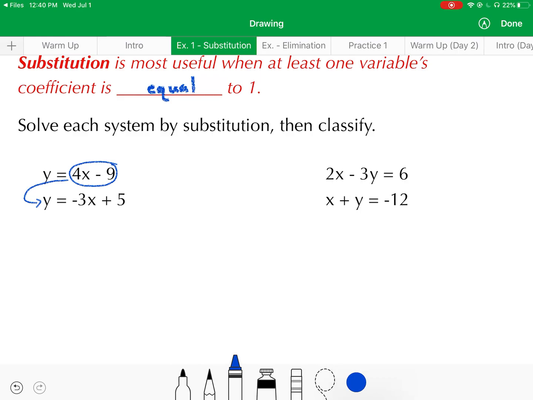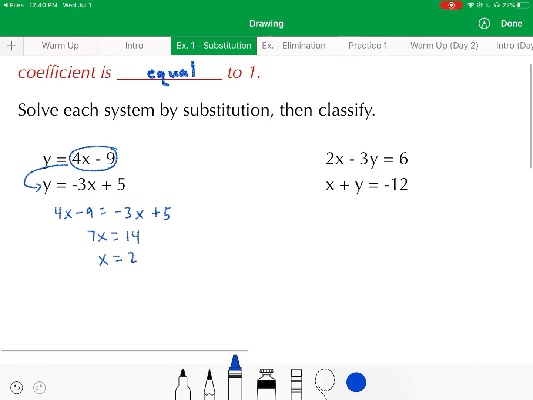So that's going to lead me to the equation 4x minus 9 is equal to negative 3x plus 5, which is now an equation in one variable that I can solve really easily. 7x is equal to 14, x is equal to 2. Now understand that's only the x coordinate of your solution. You need to find the corresponding y coordinate to go along with it, right?